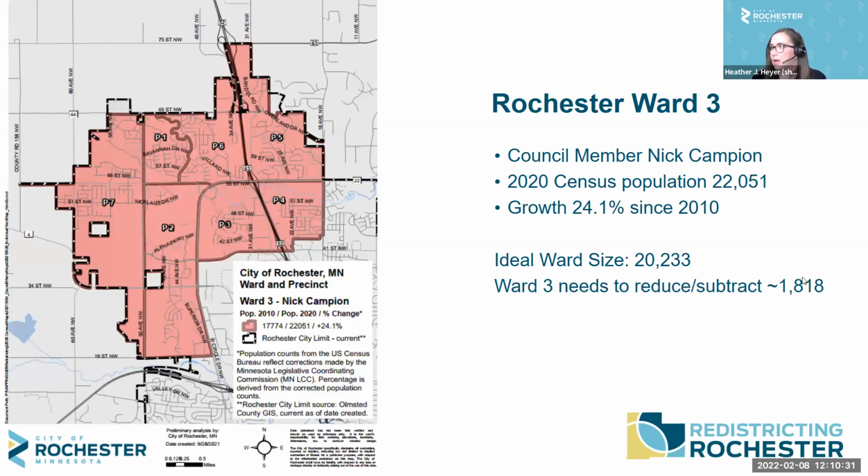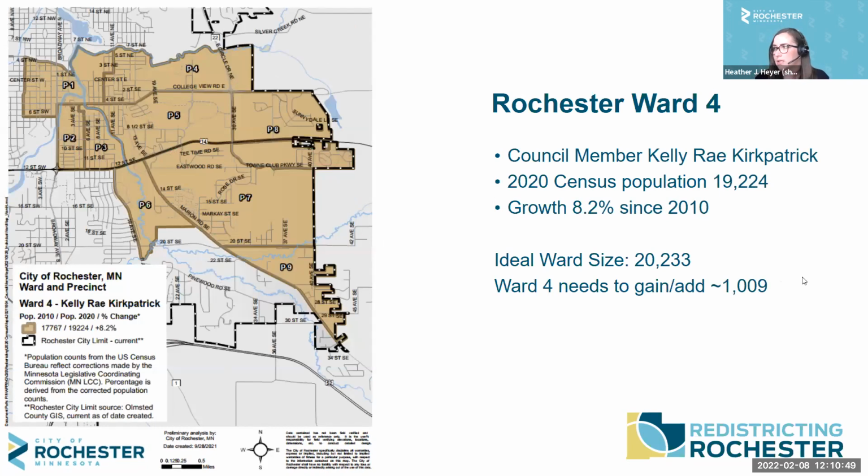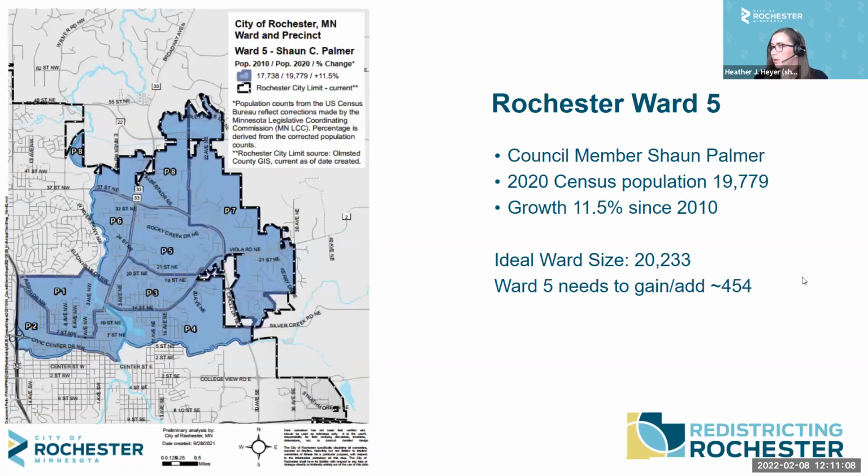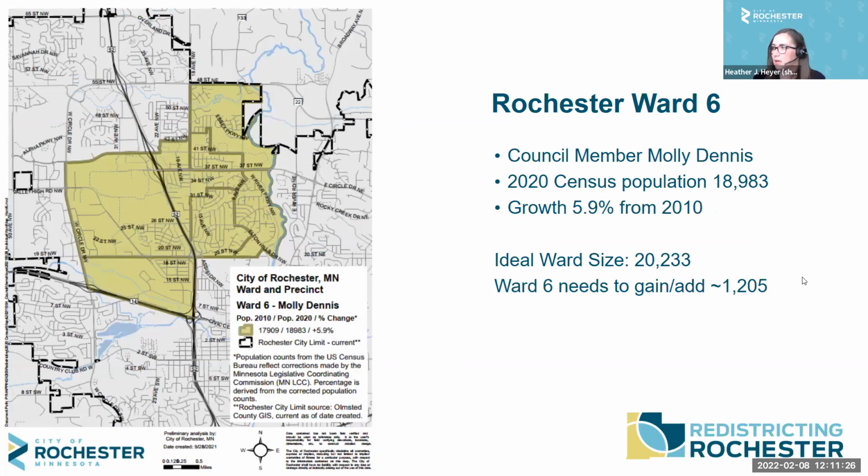Ward 3 is currently represented by Councilmember Nick Campion, and the population is 22,051. That's a growth of 24.1%, and they need to reduce, or subtract, about 1,800 from the population. Rochester Ward 4 is currently represented by Councilmember Kelly Ray Kirkpatrick. The population is now 19,224 with a growth of 8.2% since 2010, and the ward needs to gain about 1,000 residents. Ward 5 is currently represented by Councilmember Sean Palmer with a population of 19,779. That's a growth of 11.5%, and they need to gain about 454. And then Ward 6 is currently represented by Councilmember Molly Dennis with a population of 18,983 and needs to gain about 1,200 people.